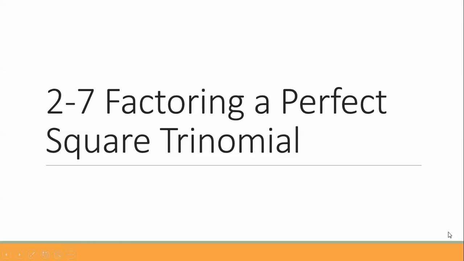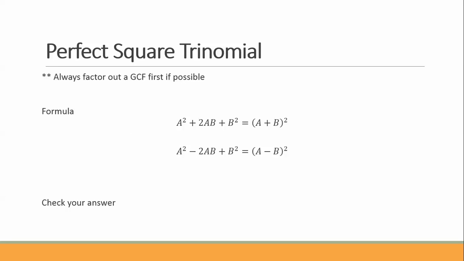Today we're going to talk about factoring a perfect square trinomial. A perfect square trinomial is a trinomial, so something with three terms, that when factored, factors into a perfect square. As a reminder, things that are perfect squares are like 5 squared is 25. So 25 is a perfect square because it's equal to 5 squared. So a squared plus 2ab plus b squared is a perfect square because a plus b quantity squared is equal to that.